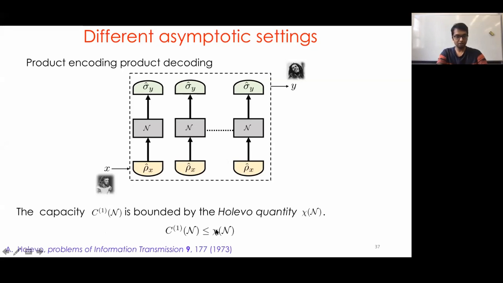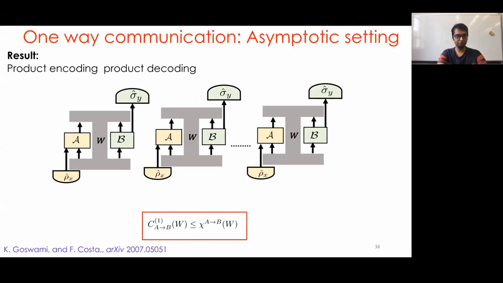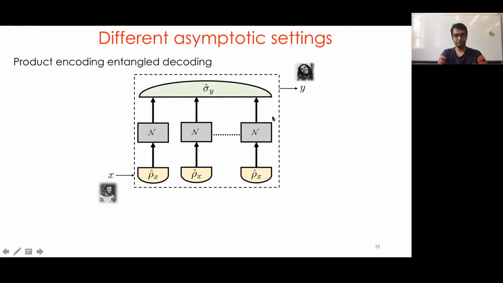This inequality was introduced by Holevo in 1973. And for processes, we can have a similar situation of product encoding and product decoding. This time we can show that the one-shot capacity of a process also admits a similar inequality. We reported this inequality in this paper. The next asymptotic setting could be product encoding and entangled decoding, where Bob uses a bit more clever strategy.